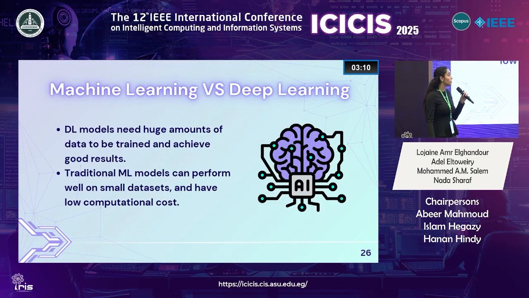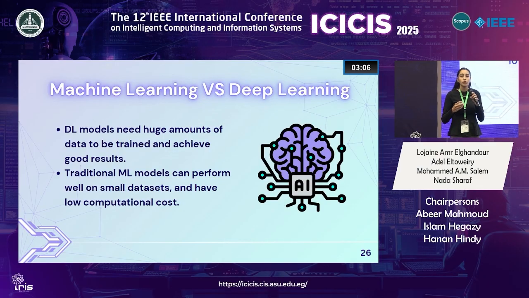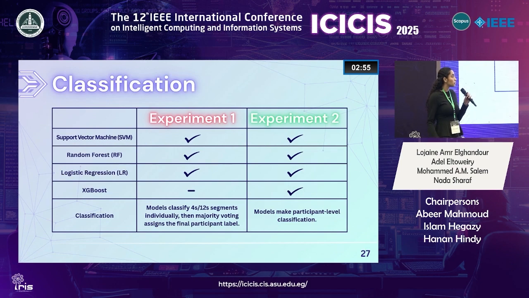Moving on to the machine learning model. But let me tell you first why I used machine learning instead of deep learning. It's because deep learning requires huge amounts of data. However, this wasn't the case in my project. So traditional machine learning models proposed a better solution, and also they have lower computational costs.